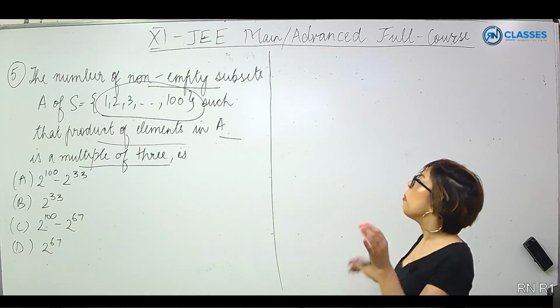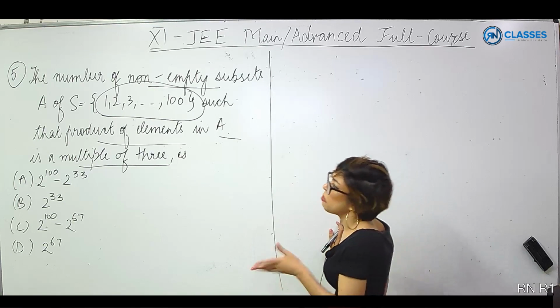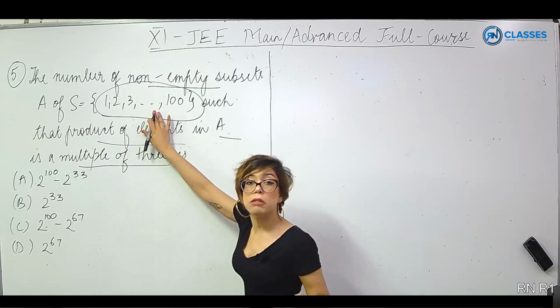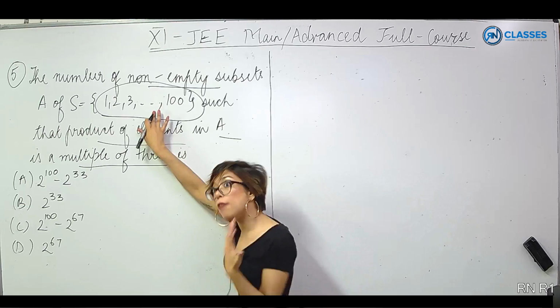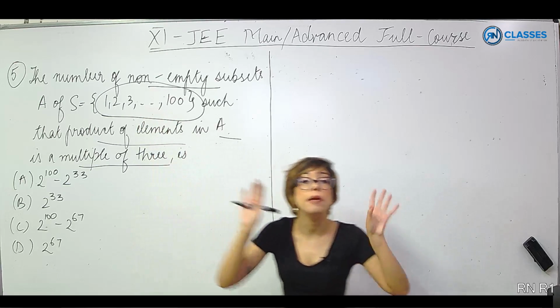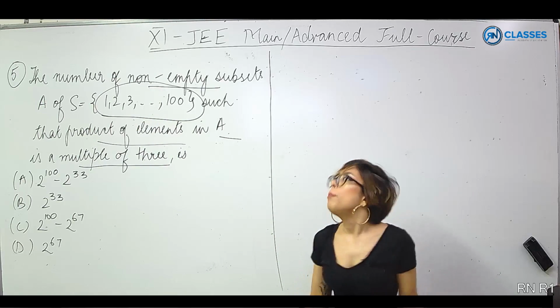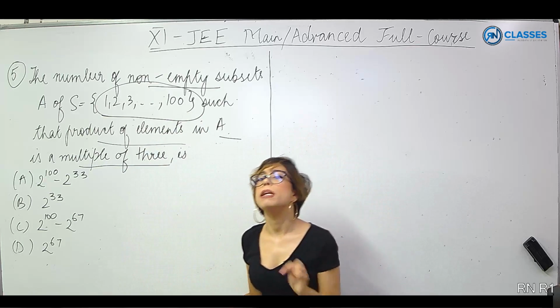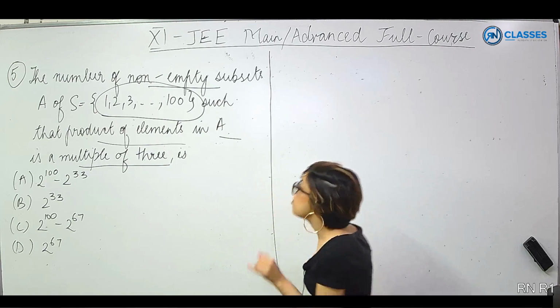Right? He's talking about the number of non-empty subsets. So that means maybe I can have just one element in the subset, or maybe just 2 elements, maybe 3, maybe 4, or maybe I have all the elements, that means a 100-member subset. But I have to make sure that the product of elements in all of those subsets is a multiple of 3. Okay. So let me study.